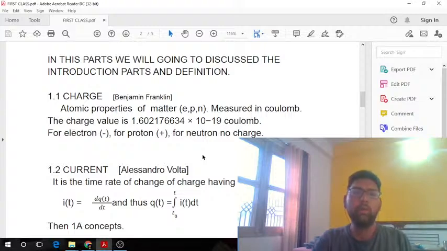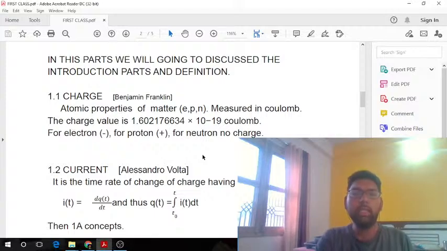It is the atomic property of matter, that is the electron, proton, and neutron, and its unit is coulomb. Unit means what we study about unit and dimension in class 12th, like distance in meter, quantity in kg. Everything has some unit. Just like that, charge has a unit also, that is measured in coulomb.